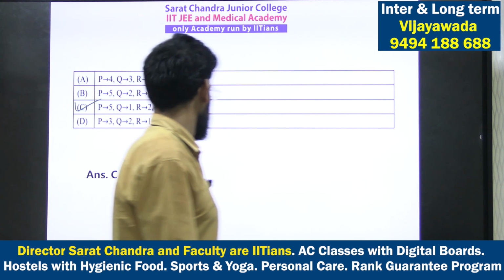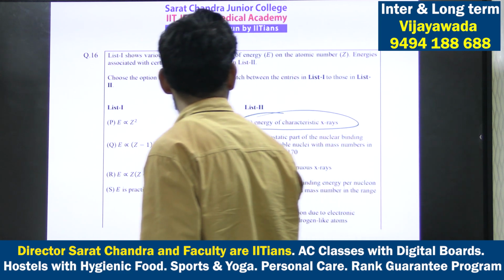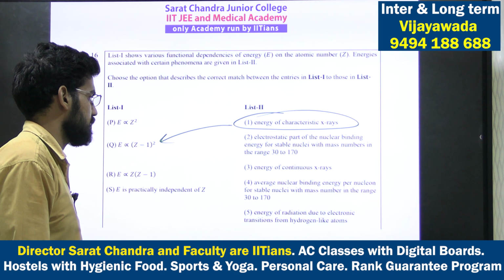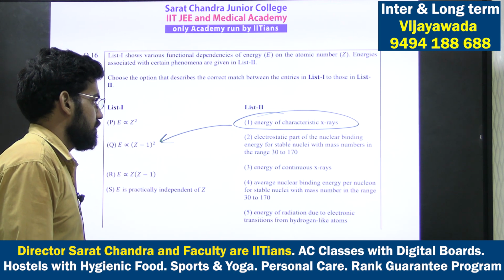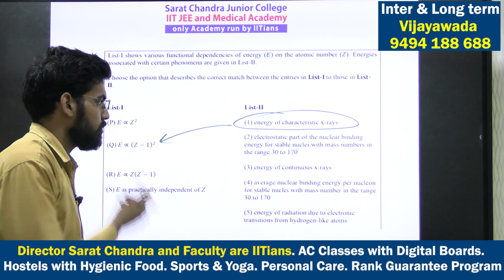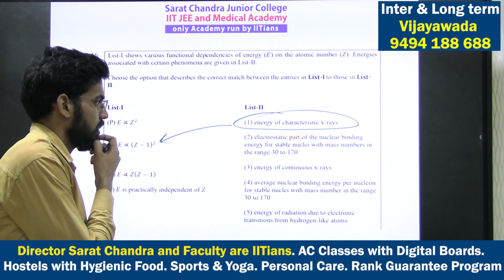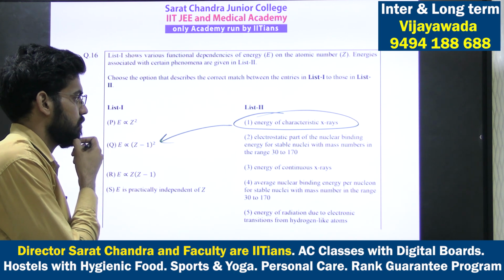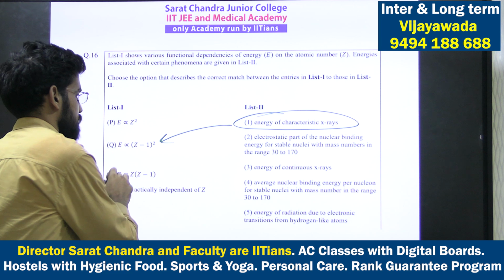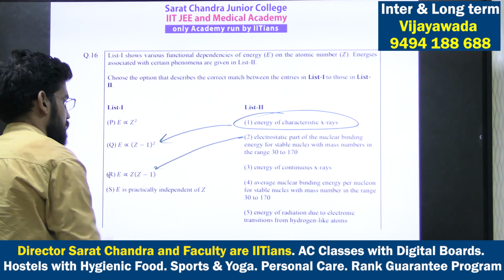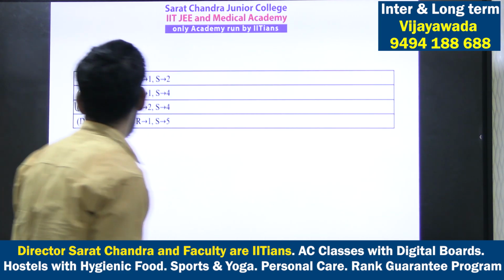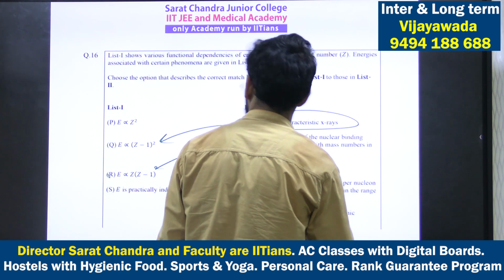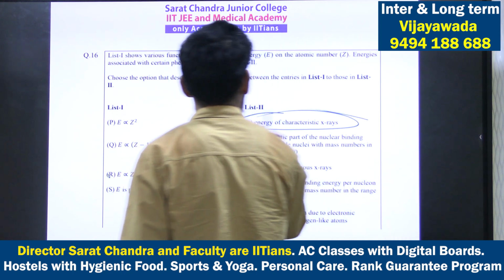And second, if you want to answer, you can answer the electrostatic part of nuclear binding energy for stable nuclei with mass number in a range. For nuclear binding energy, you have to make the pairs. So there are Z protons, so how many pairs? Z into Z minus 1. So option R, 2 is matching with R, so R2 will go here also. So this will come as C option. Directly go with what you know, that's it.